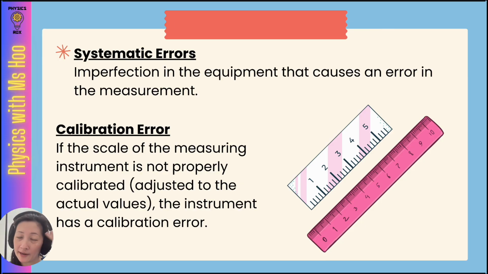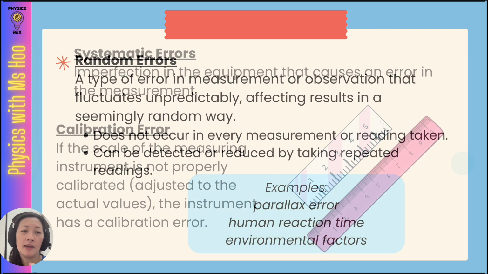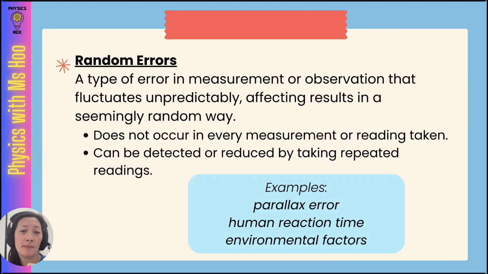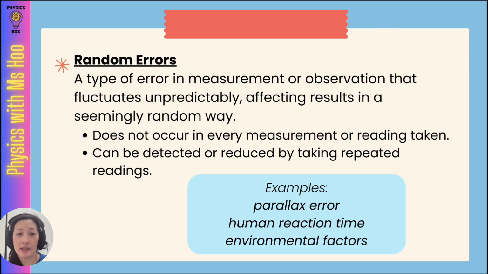So to remember systematic errors, just remember systematic means it's very structured, it occurs very systematically, has to be a fault within the equipment. Now the other type of error, which is random error, is, as the name implies, very random. So this error fluctuates unpredictably, so the results are affected in a rather random way. So random errors are opposite to systematic errors.